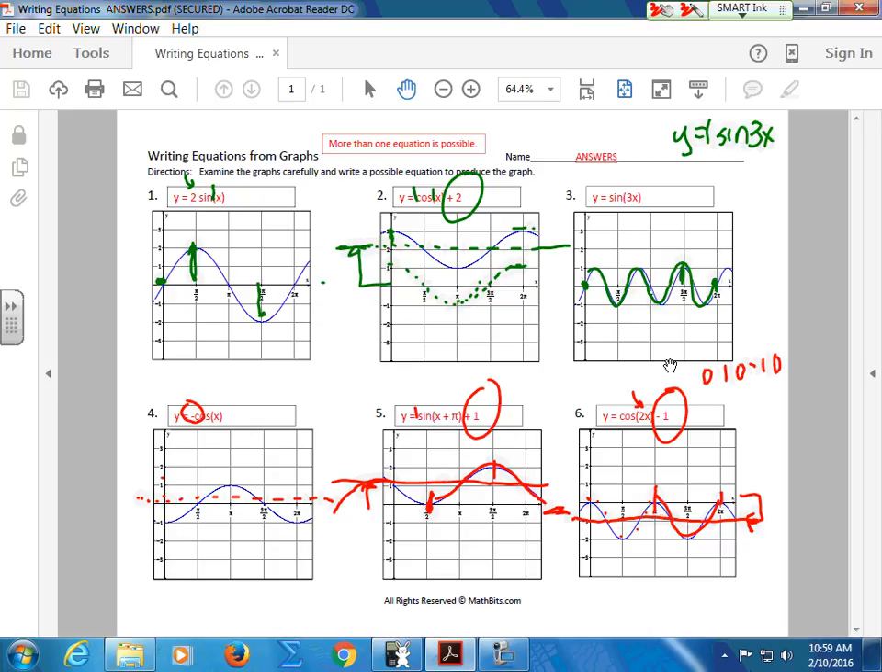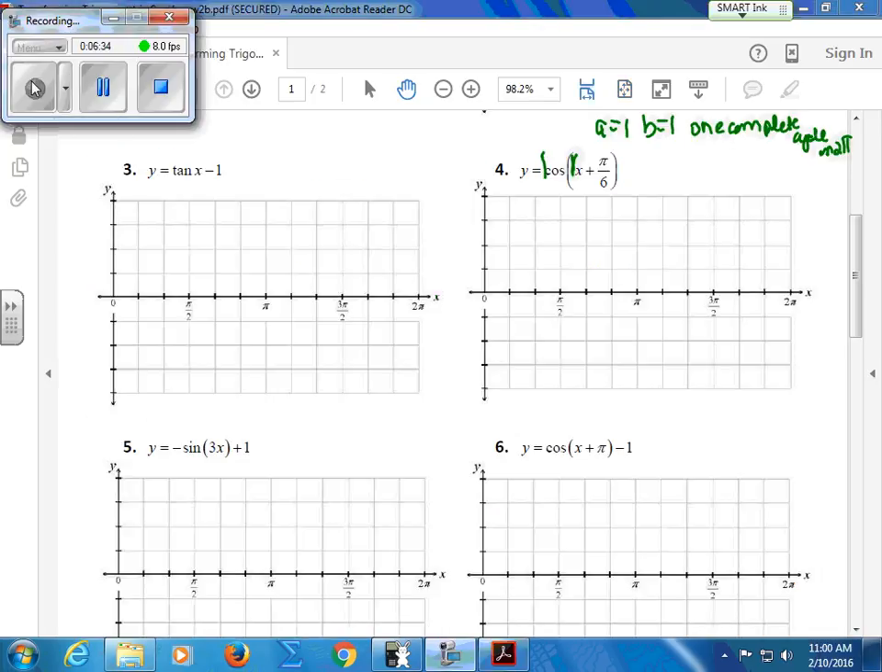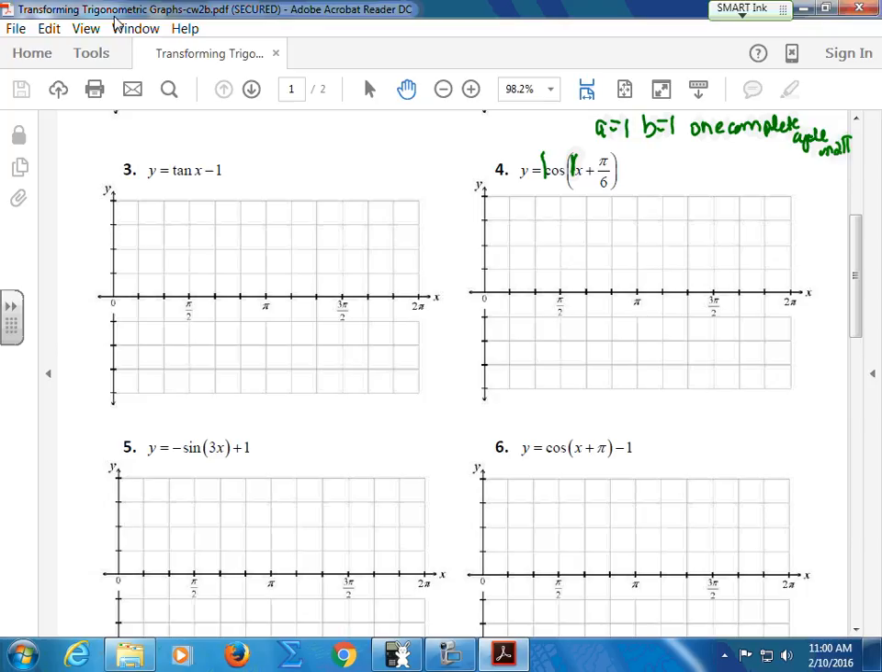How did we do on the other one? The other one was a little tougher. Yes. But what changed is inside the parentheses. Now, normally when we do a function and it's inside the parentheses, it moves horizontally. It's still going to move horizontally. But with angles, we just call it a phase shift, because it's kind of hard to say, well, you're moving your angles away from here. So we call this guy a phase shift.